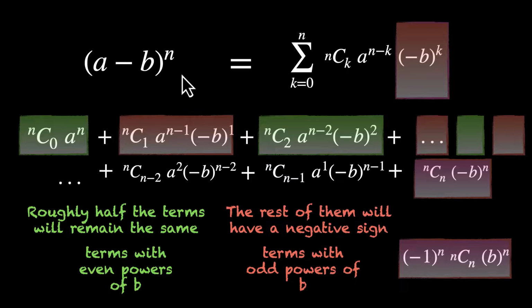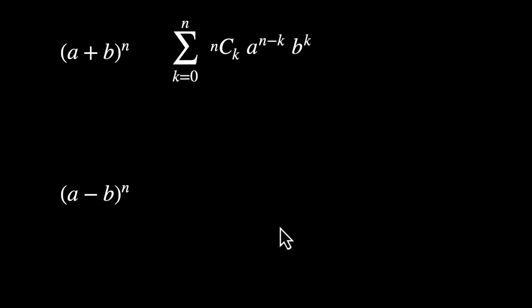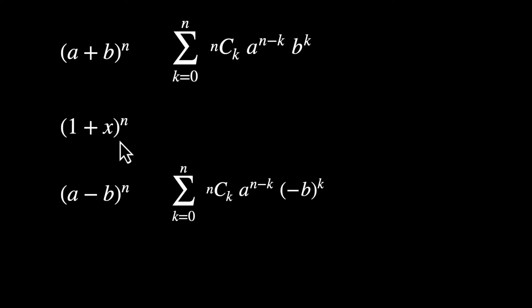Next, we'll put in some values for a and b to get two more special expansions. Let's see. The first was (a + b)^n. This was its expansion. Then we had (a - b)^n, and this was its expansion. Everything the same except for b, we have minus b here. What can we do with a and b? Well, we can put in a as 1 and b as x. We'll get (1 + x)^n. That's a very useful expansion.